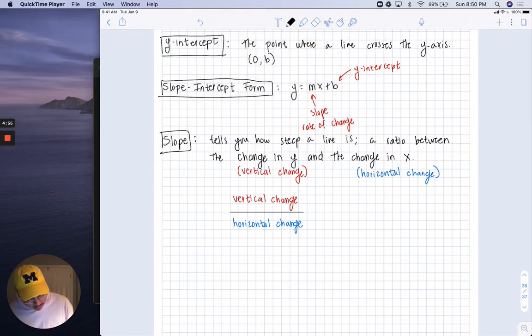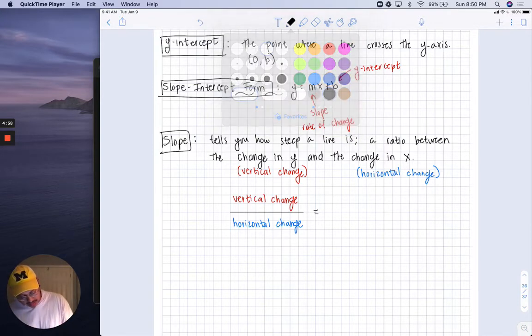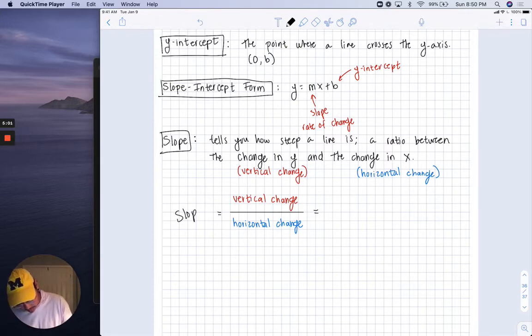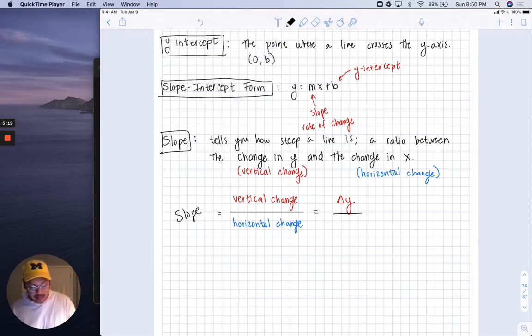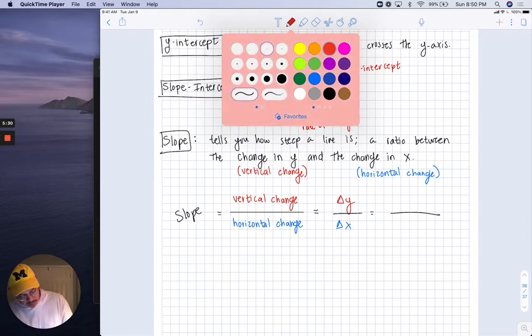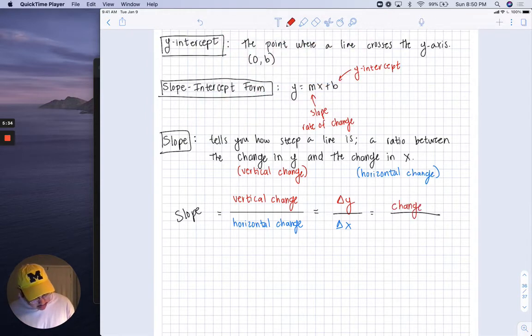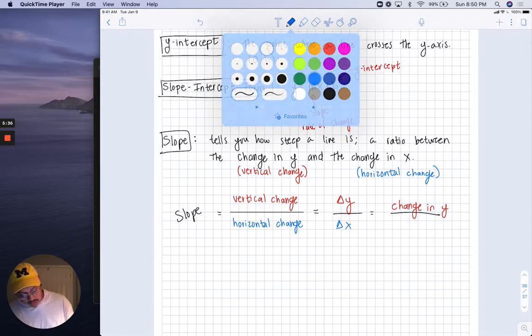There are other ways to think about this. Actually, let me define this as slope. Slope is vertical change over horizontal change. A fancier way you could write this is to add a little triangle. The little triangle is the Greek letter delta, which stands for change. So I say the change in y over the change in x. You could say delta y over delta x. And then the last way I'm going to write this is in words: change in y over the change in x.